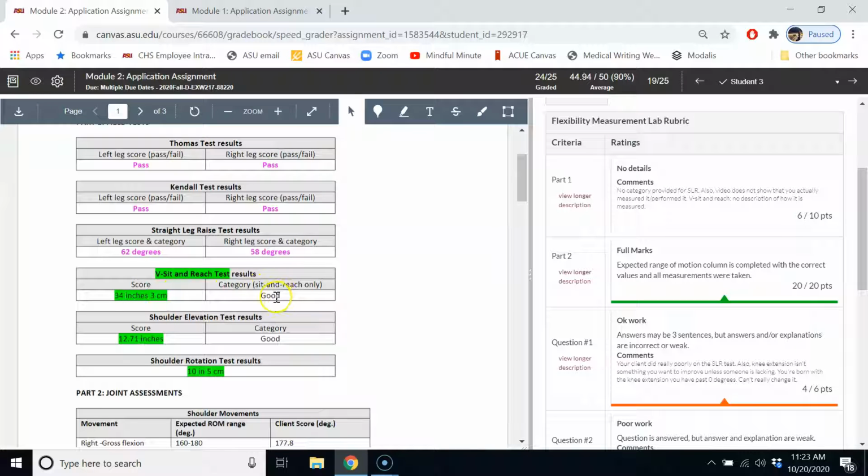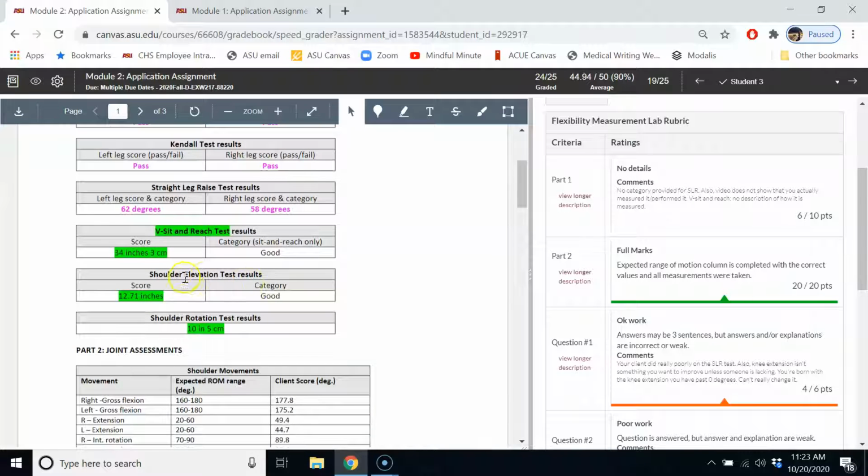Another red flag to me is seeing good when this person has told me that they're doing the V sit and reach. For the V sit and reach, there are no categories. If you check the procedures, there are only categories for the sit and reach, not for the V sit and reach. It even says here sit and reach only, so I don't know. Just follow the directions.